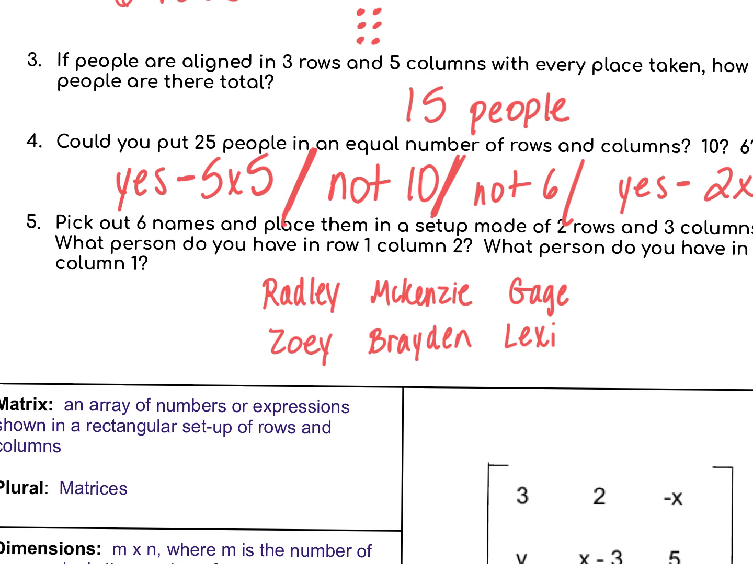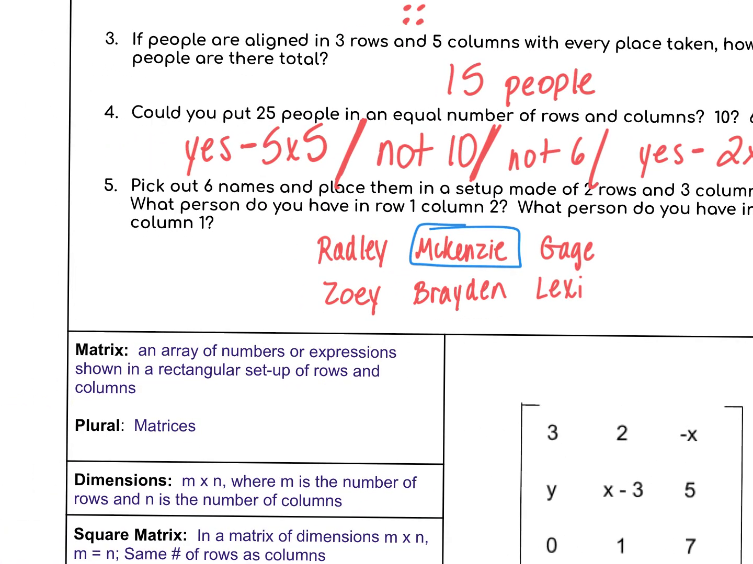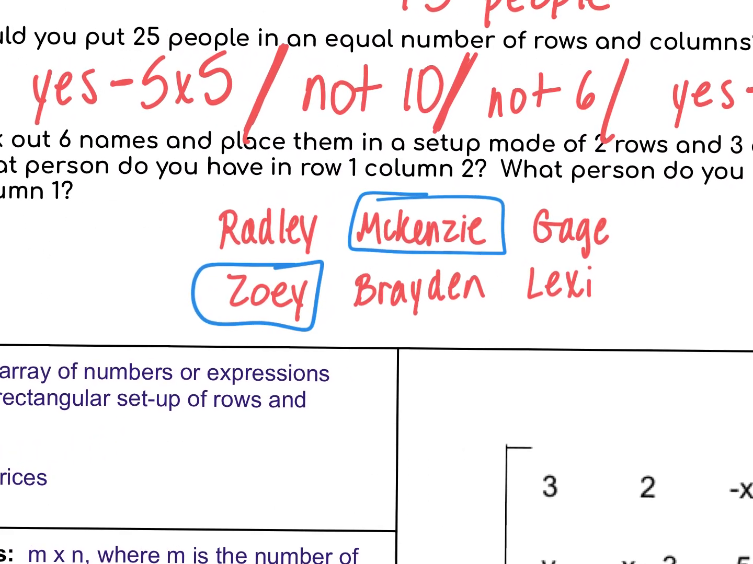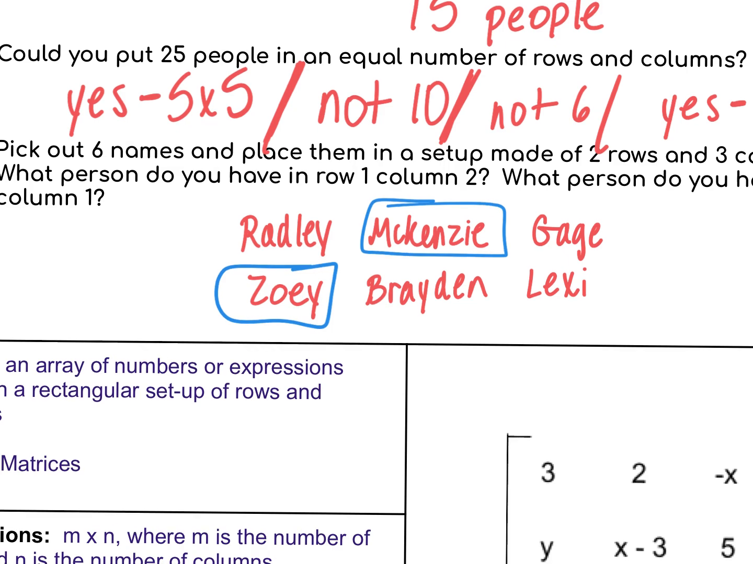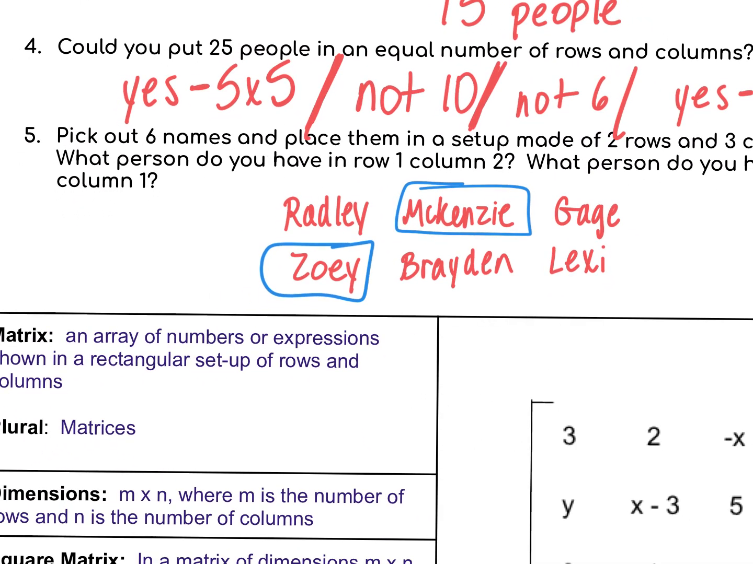Okay, cool. All right, what person do we have in row 1, column 2? Row 1, column 2. Mackenzie. And what person do we have in row 2, column 1? Zoe. Okay. So just by that exercise, it really matters what row number and what column number we're saying, as far as location goes, right?